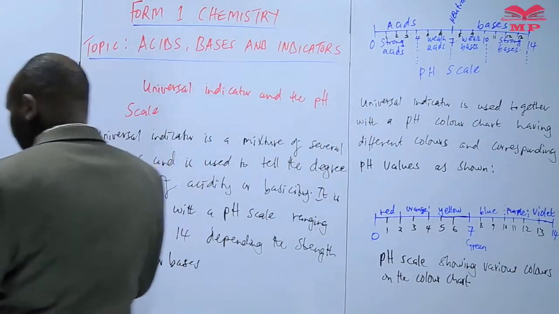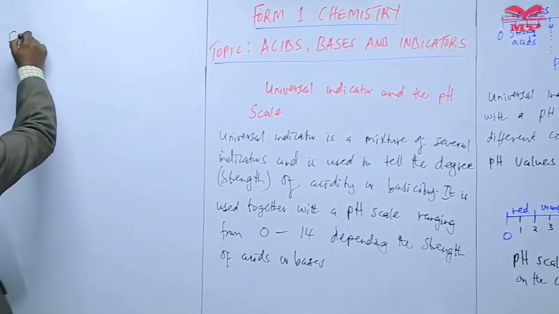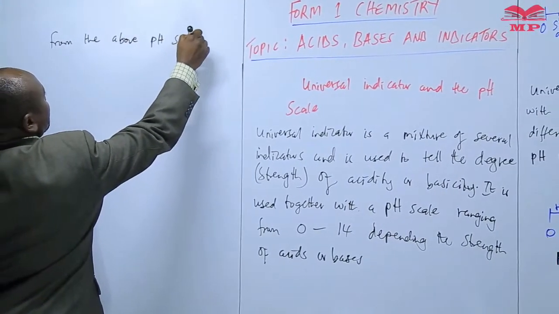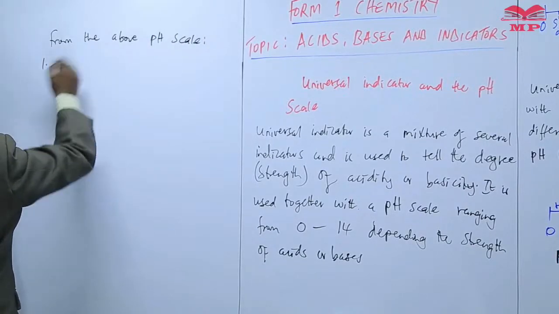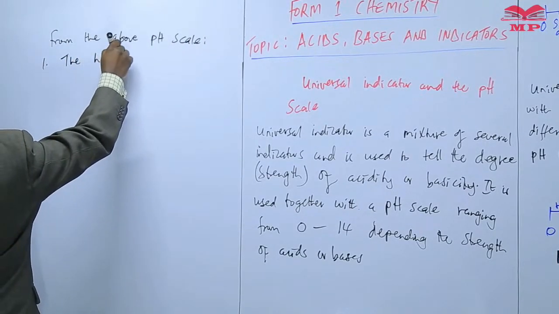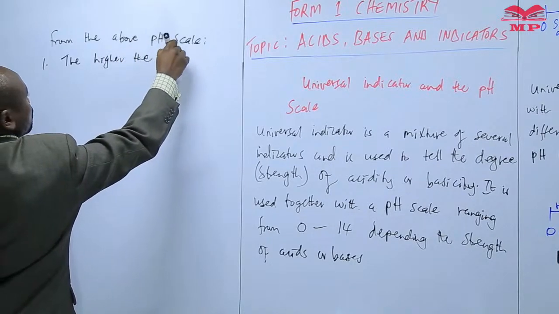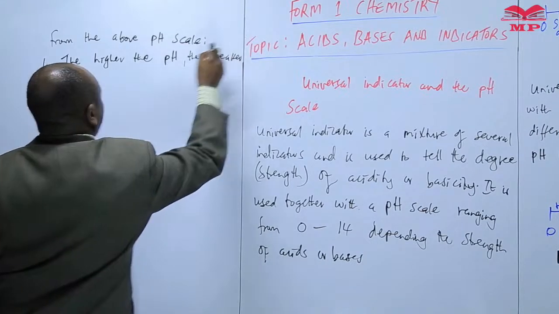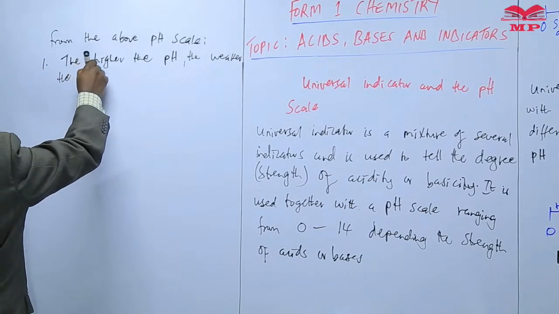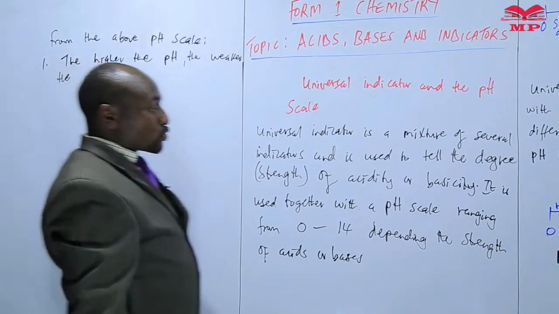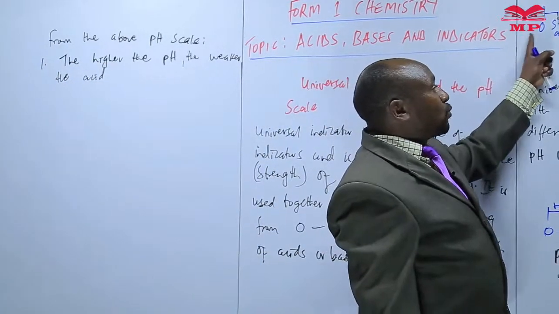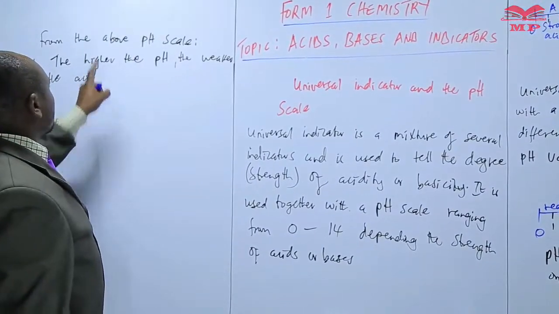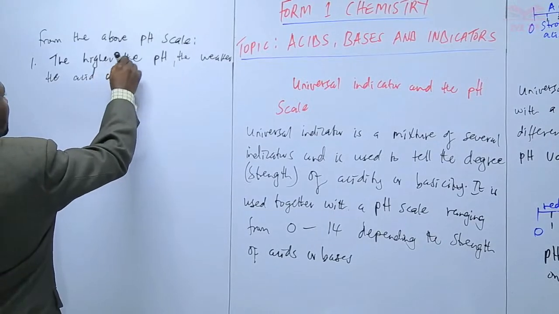So you can say that from the above pH scale, we can conclude that the higher the pH, the weaker the acid. Strong acids have low values, weak acids have higher values. So the higher the pH value, the weaker the acid, and vice versa.